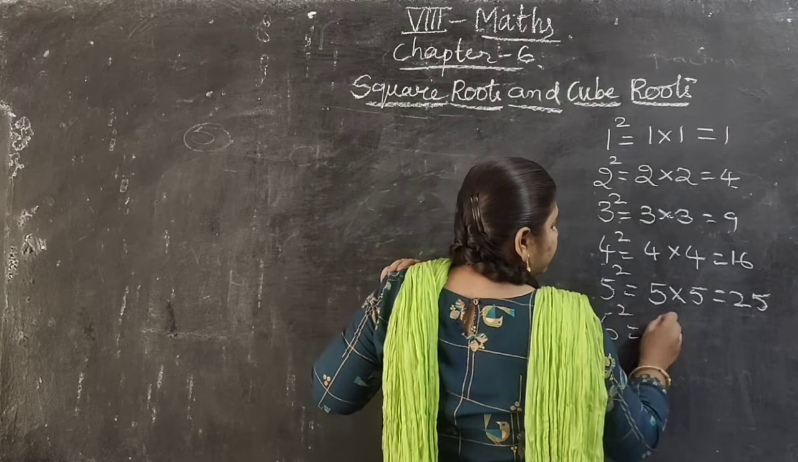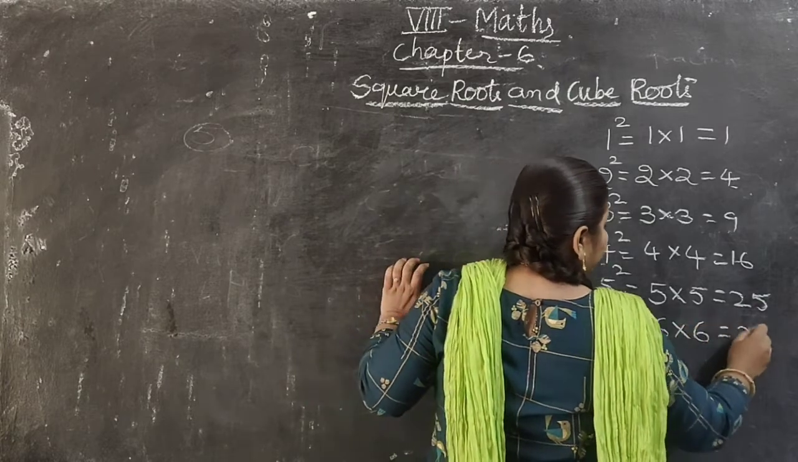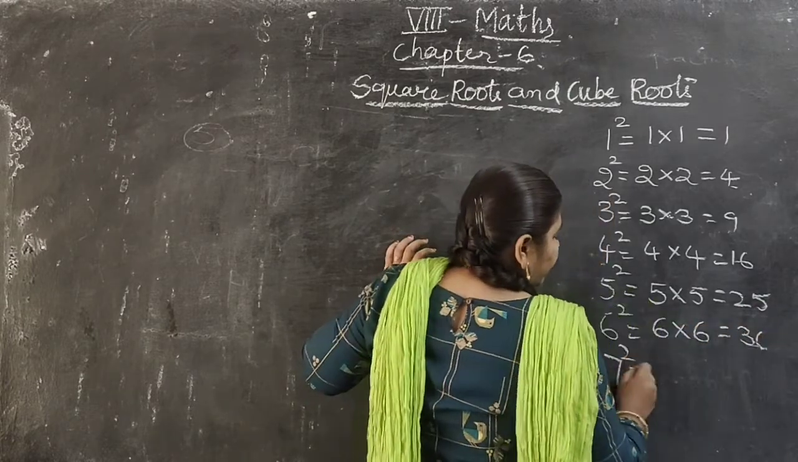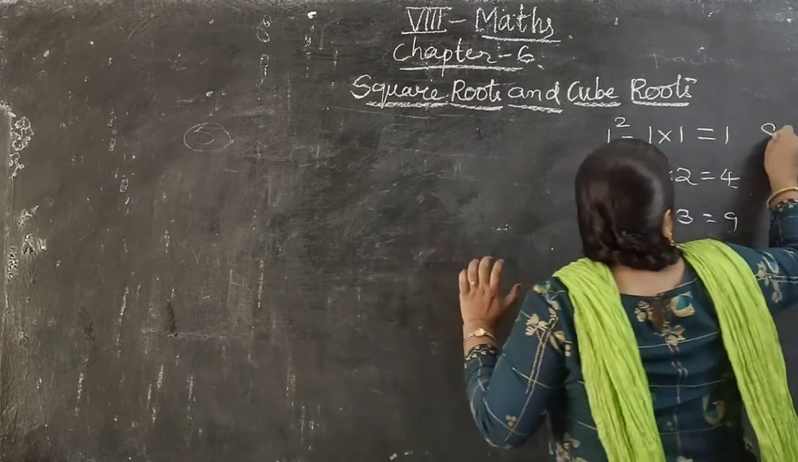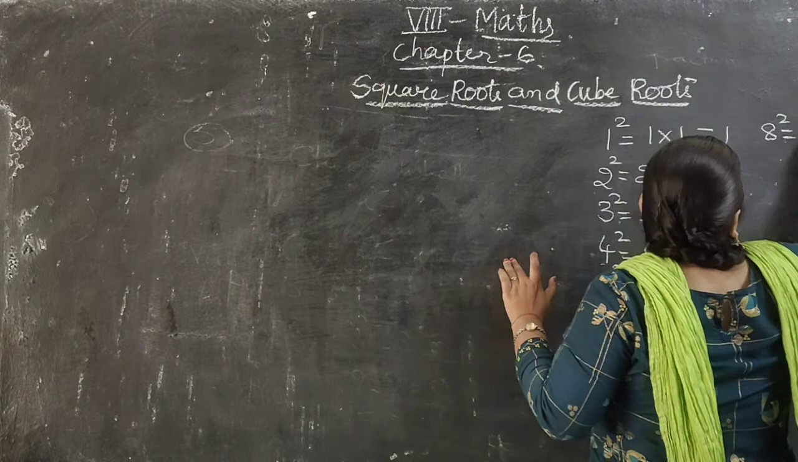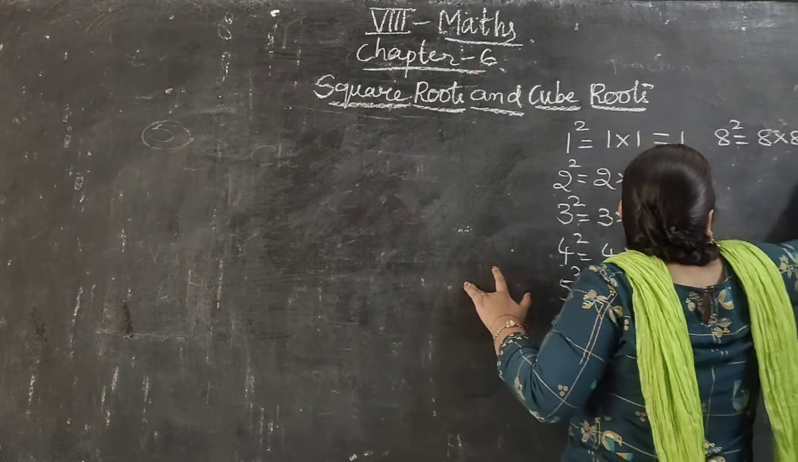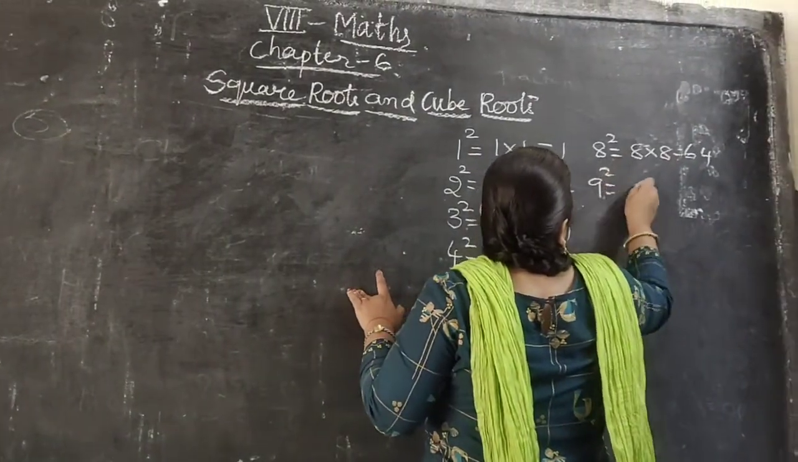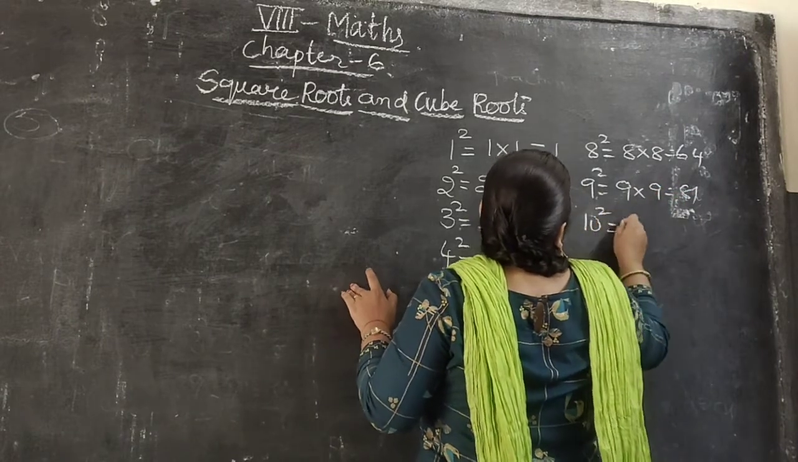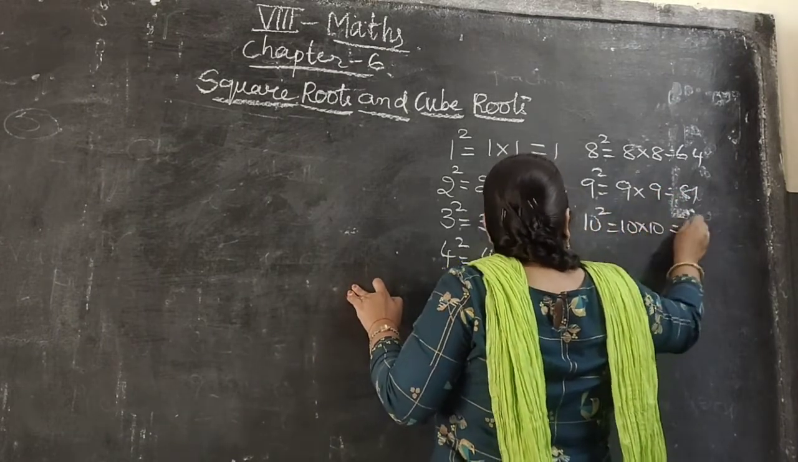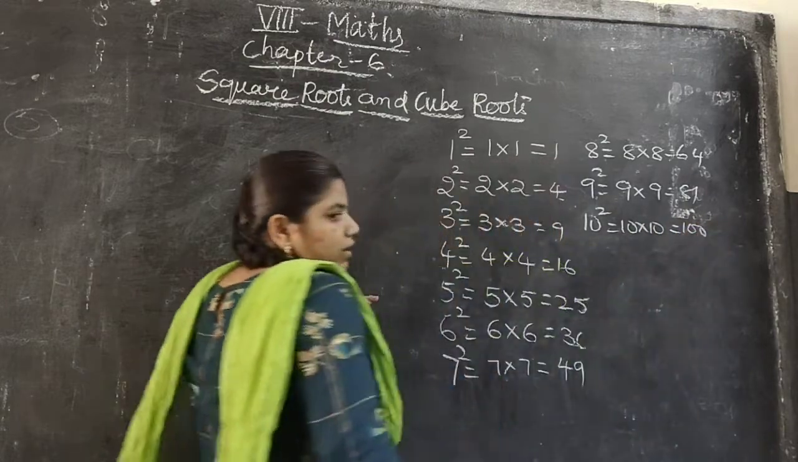6 square is 6 into 6 is equal to 36. 7 square is 7 into 7 is equal to 49. In the same way, 8 square will be 8 into 8 is equal to 64. 9 square will be 9 into 9 is equal to 81. And 10 square will be 10 into 10 is equal to 100. So these all are square numbers.